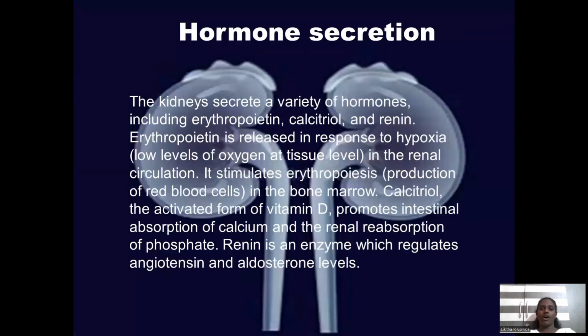The next topic is hormone secretion. The kidneys secrete a variety of hormones including erythropoietin, calciferol, and renin. Erythropoietin is released in response to hypoxia in the renal circulation. It stimulates erythropoiesis in the bone marrow. Calciferol, the activated form of vitamin D, promotes intestinal absorption of calcium and the renal reabsorption of phosphate. Renin is an enzyme which regulates angiotensin and aldosterone levels.